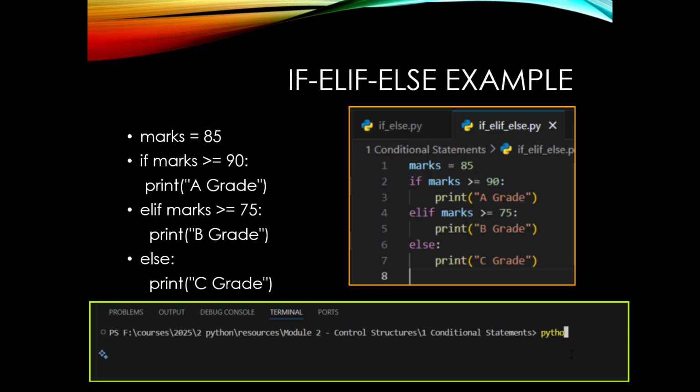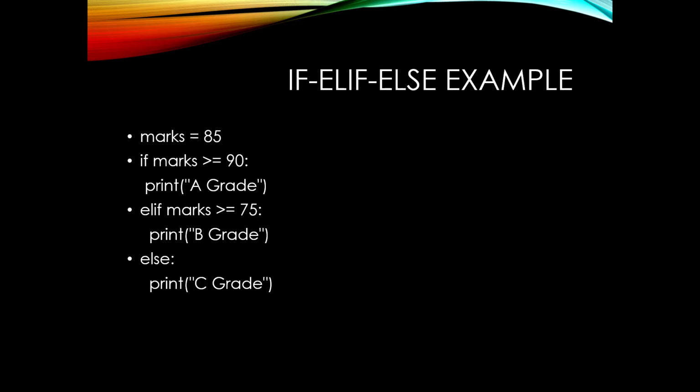One thing I guess you might have noticed, instead of braces, which is used in other programming languages, here we are using colon. So if marks greater than or equal to 90, colon, then execute this. Elif marks greater than or equal to 75, colon, execute this. Else, colon, execute this. So Python checks from top to bottom and runs the first block when the condition is true. Only one block executes.